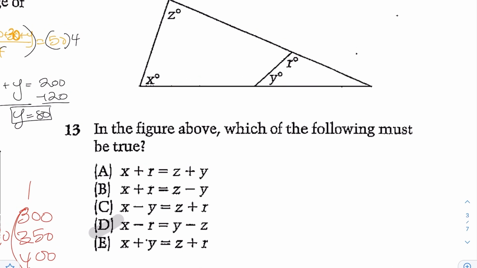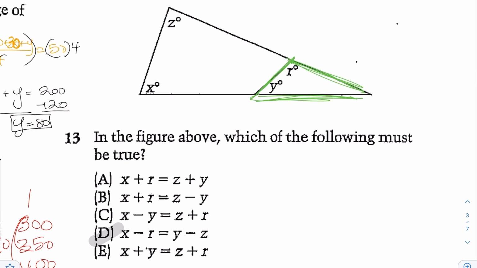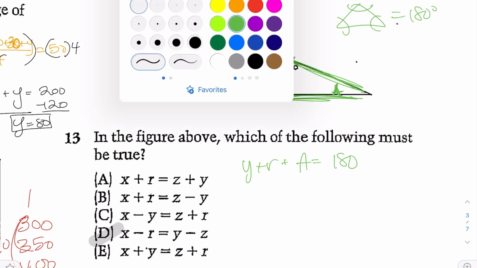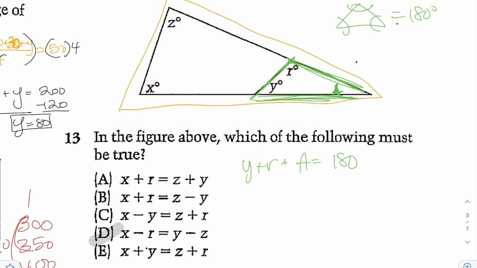All right, next for number 13, in the figure above, which of the following must be true? So here you have 2 triangles. So if you take a look at the smaller triangle, you have angles Y, R, and I'm missing this angle, so I can just call this A for angles. So you know that Y plus R plus A is equal to 180 degrees. And remember, all triangles, the angles add up to 180 degrees. And then for the larger triangle, it also has angle A, but now has X and Z.